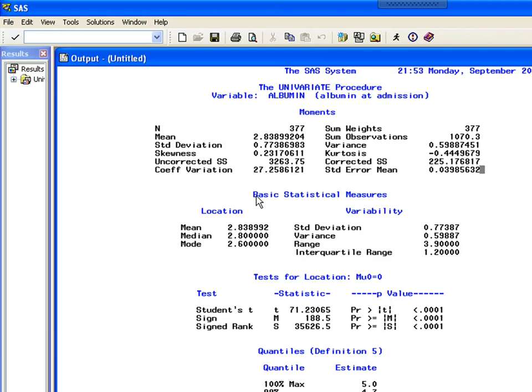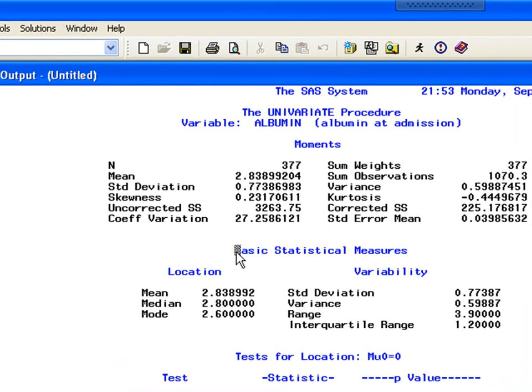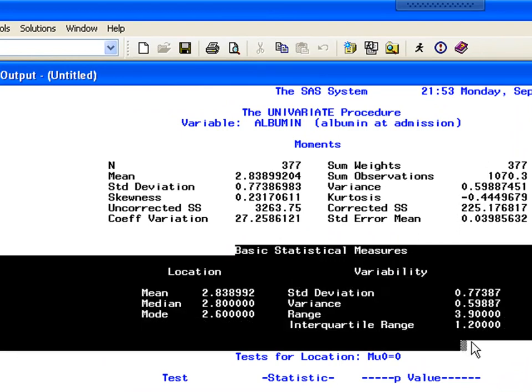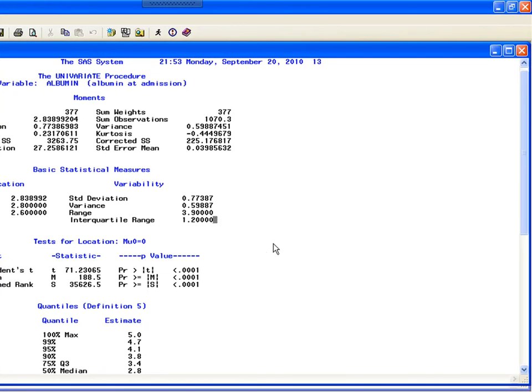SAS output often has some redundancies in it. If you look at the next section of the output, you see the mean again, you see the standard deviation and variance again. You do see a few new statistics. So here's the median, 2.8. Here's the mode, 2.6. Here's the range, max minus min, 3.9. And here's the interquartile range. The 75th percentile minus the 25th percentile is 1.2.